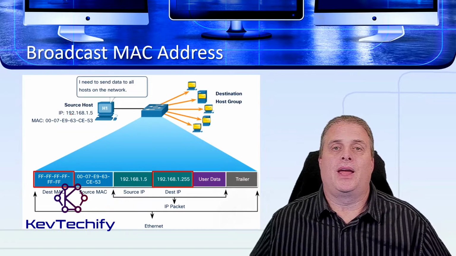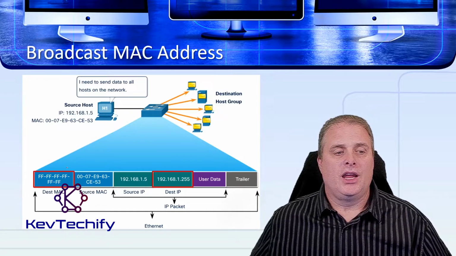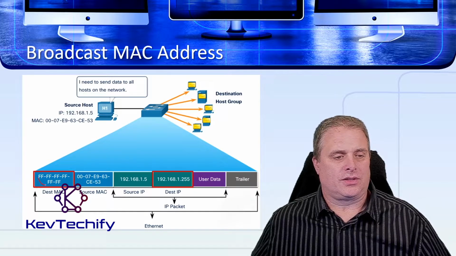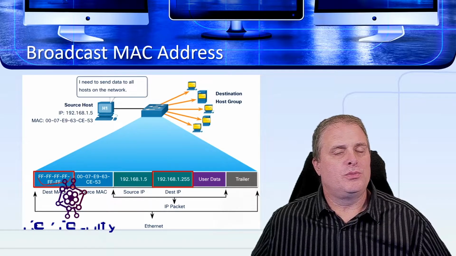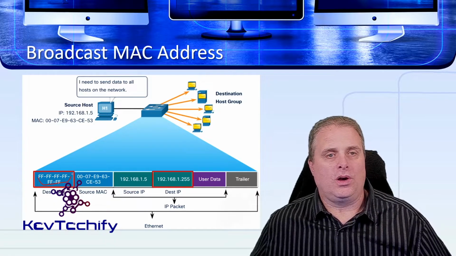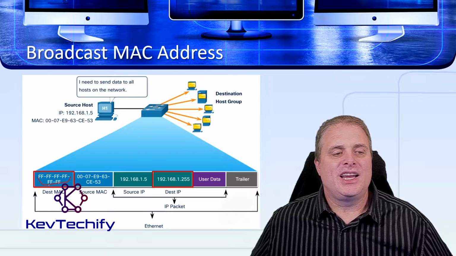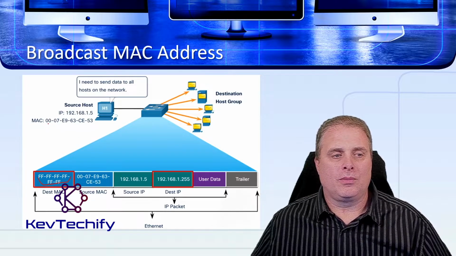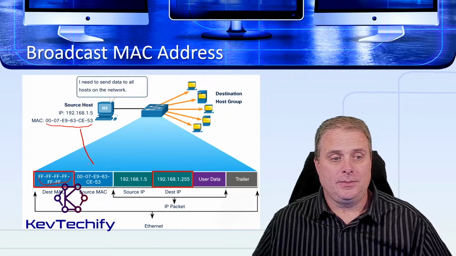A broadcast MAC address is a little bit different. If we look down here at our destination MAC address, our destination MAC address is all Fs. If we convert that to binary, all Fs is all ones. Our destination MAC address is all Fs. Our source is where it's coming from. That source is the MAC address of our PC.